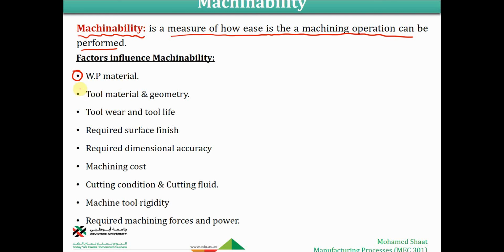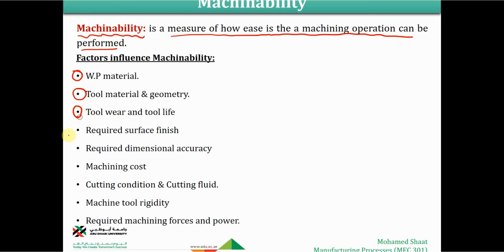The same thing applies to the tool material and geometry. If the tool you are using is made of a weak material, you have to take precautions while machining, and you have to use a cutting fluid. It means that the machinability using this tool is very low. But if you are using a very good tool with very good geometry, a very sharp cutting edge, high strength material and red hardness material, the machinability using this tool will be enhanced. It is excellent, so we can easily perform the machining operation.